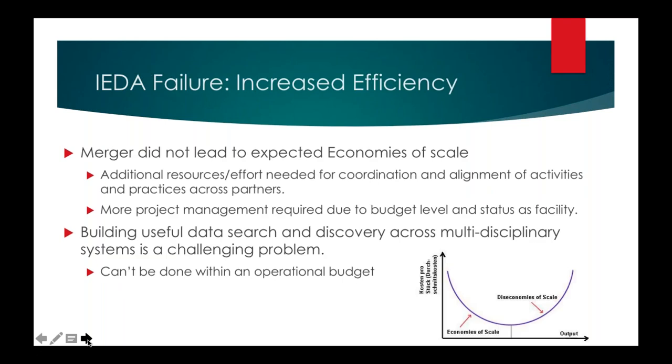So the failure was we did not achieve the increased efficiency. The merger did not lead to the expected economies of scale. We needed additional resources to just coordinate and align the activities in the different groups and establish more common practices and policies and so on. And the other aspect was that project management was required because our budget went so high up by merging all these different projects together. The budget actually went exponentially up for the project management as compared to the individual small projects.